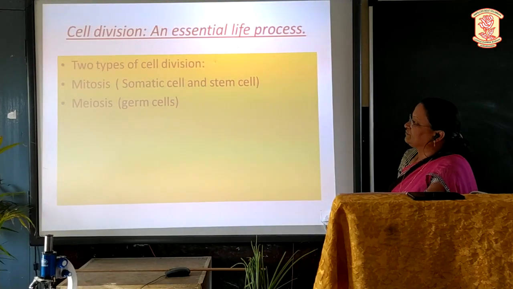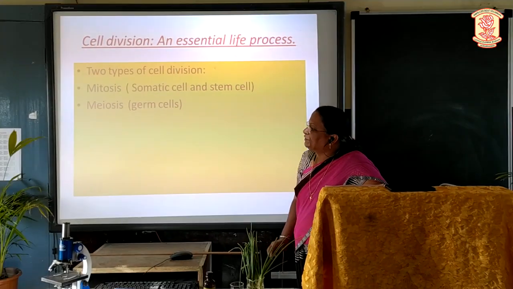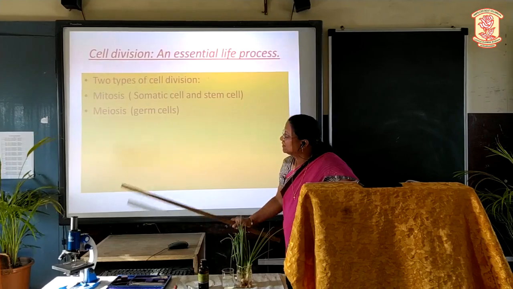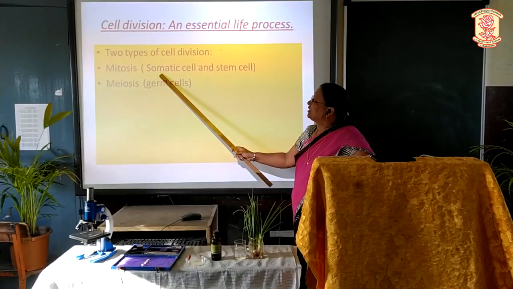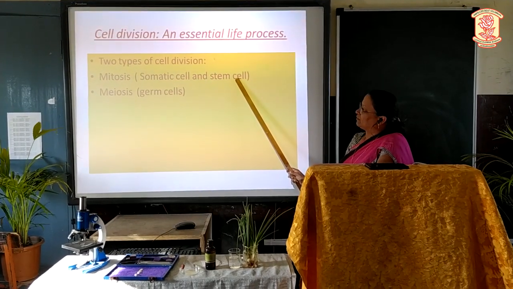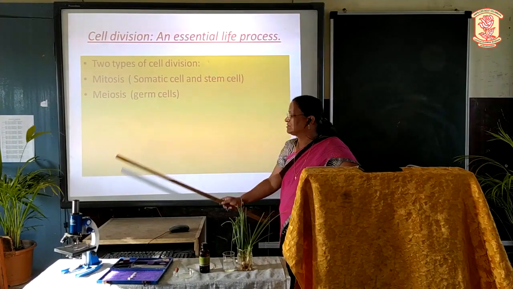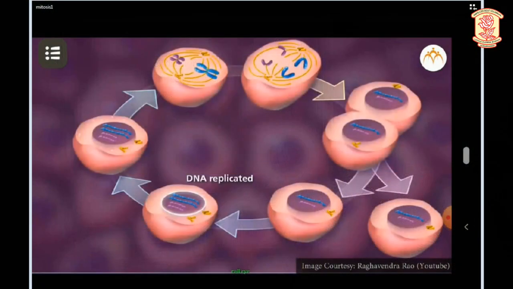This cell division, which is an essential life process, can take place in two types. First is mitosis, which takes place only in the somatic cell and the stem cell, while meiosis takes place only in the germ cell. Now, we will see a visual about mitosis in a video which will give you the details about the division of chromosomes.